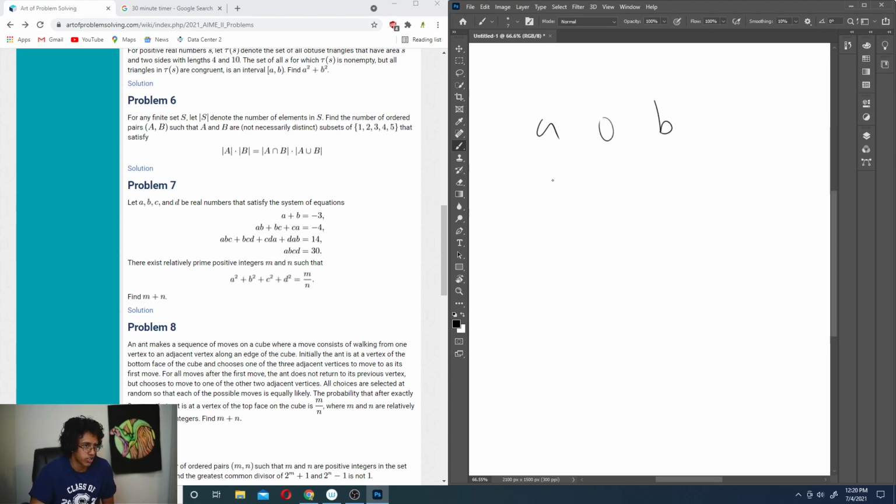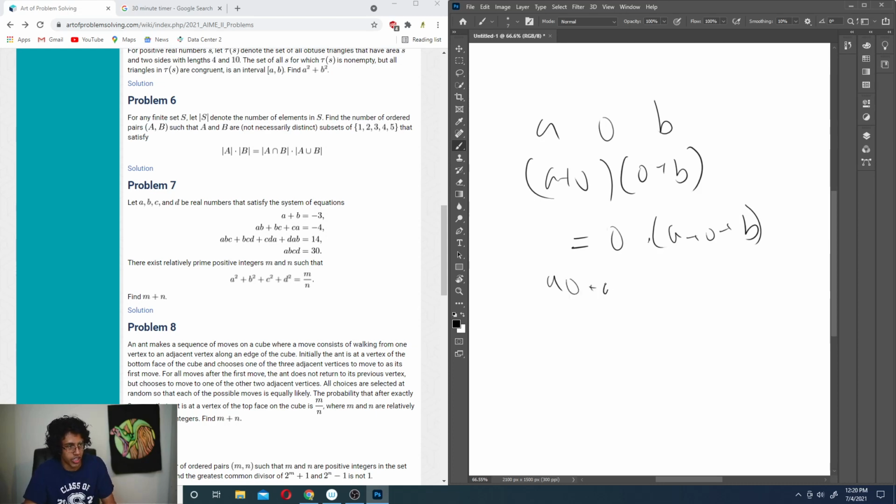So the first one is going to be A plus O times O plus B, right? Then that's equal to... the intersection is what overlaps, right? And then the union is A plus O plus B. So these are equal. Let's try expanding that. You get AO plus AB plus O squared plus OB is equal to OA plus O squared plus OB, which basically means that AB is equal to 0.